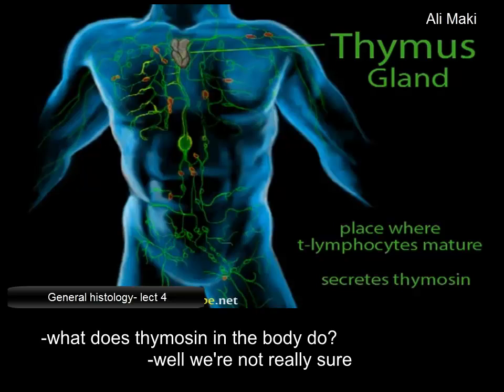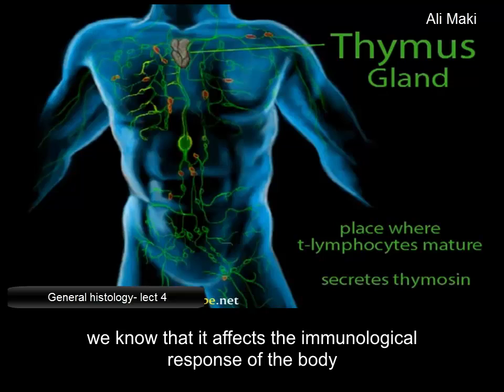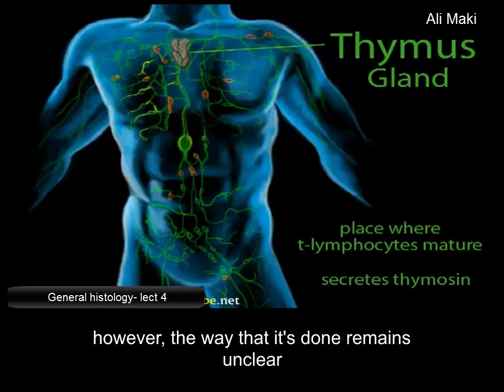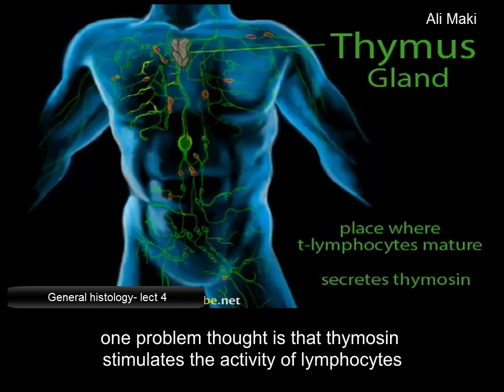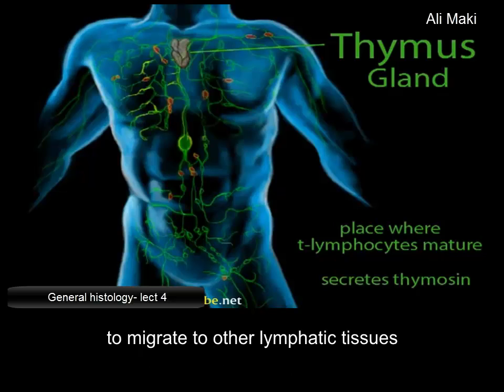What does thymosin in the body do? Well, we're not really sure. We know that it affects the immunological response of the body. However, the way that it's done remains unclear. One prevalent thought is that thymosin stimulates the activity of lymphocytes to migrate to other lymphatic tissues.